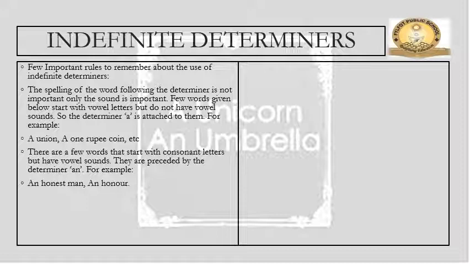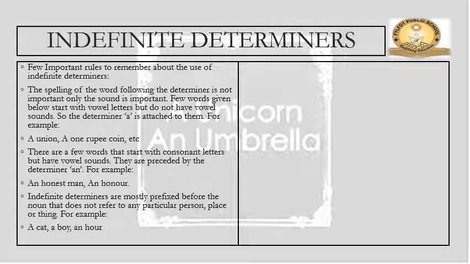Then indefinite determiners are mostly prefixed before the noun that does not refer to any particular person, place or thing. So when you're not determining any particular person, place or thing, then you use an indefinite determiner. For example, a cat, a boy, an hour.